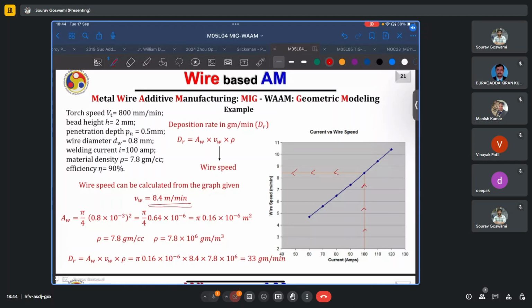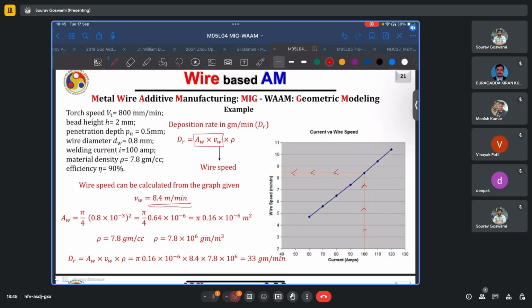Once this is done, we can calculate the deposition rate, which will be AW, or the area of the cross section, times the wire speed times density. This gives us the volume which is deposited per unit time, times the density will give us the mass per unit time. So it is in gram per minute.